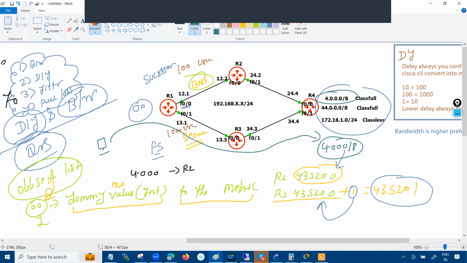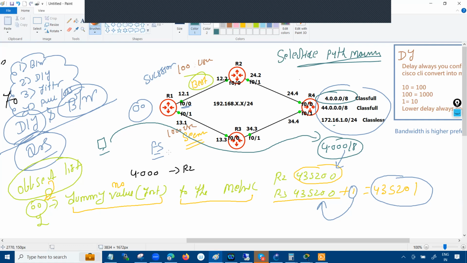For all the remaining flows, the 44.0 and 172.16.0, traffic will come by router number 2. So only for a certain destination, I'm going to change the path. That's called selective path manipulation. Okay, a little tricky, but very, very important. So for certain destinations, I can change.